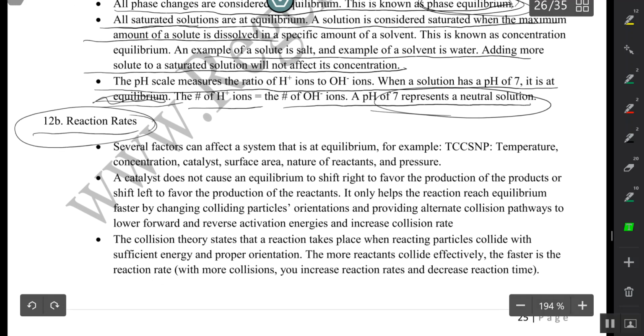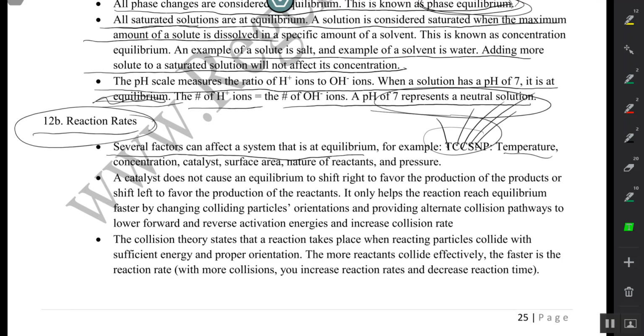Okay, reaction rates. Several factors can affect the system that is at equilibrium. For example, TCCSNP, which stands for temperature, T; concentration, C; catalyst, C; surface area, S; the nature of the reactants, or the type of reactants that you have, N; and P for pressure, which only affects reactions that are made completely of gases.